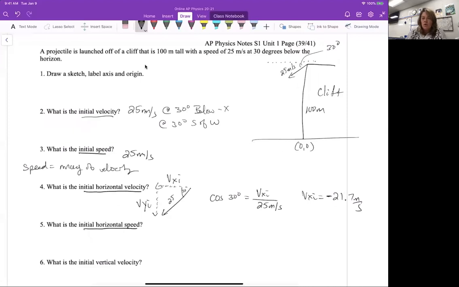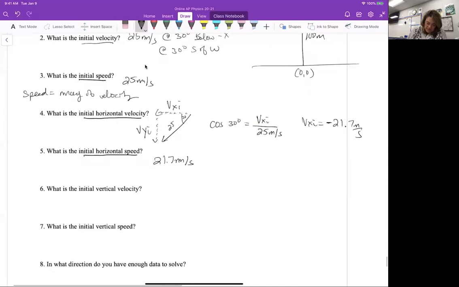Magnitude of the horizontal velocity, 21.7 meters per second. What is its initial vertical velocity? Now what I'm asking for is this one. Let's go back: horizontal is this one, and vertical is the down, the component in the y direction, and so that is opposite of that angle.